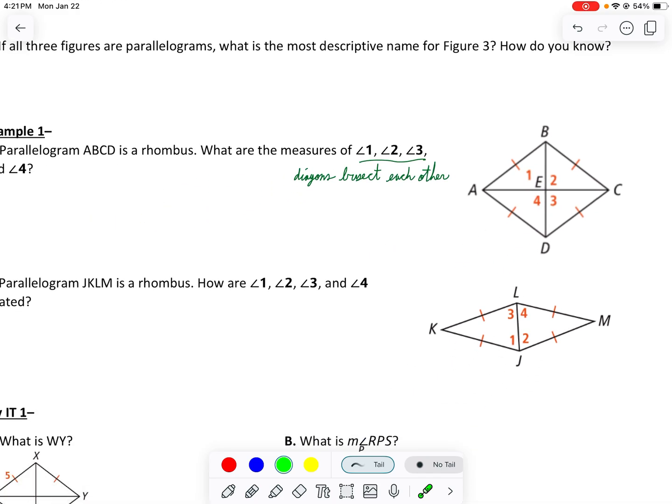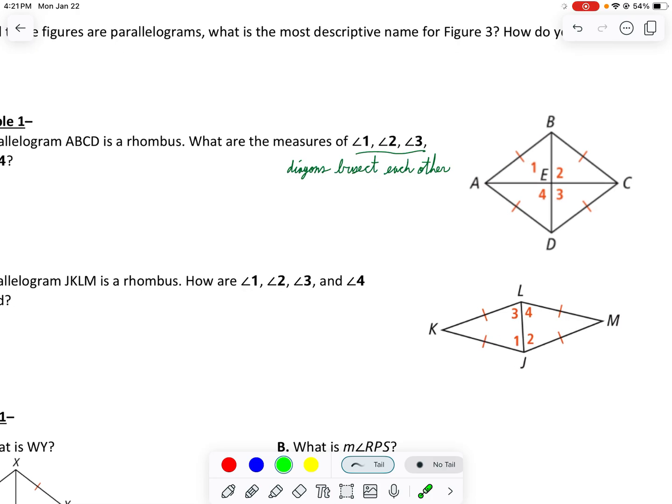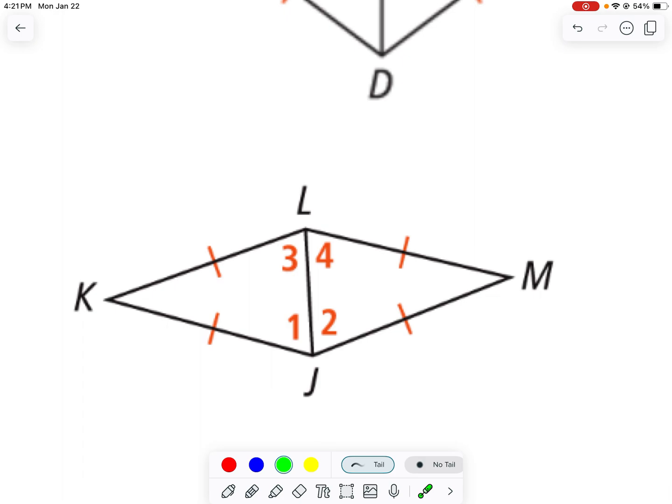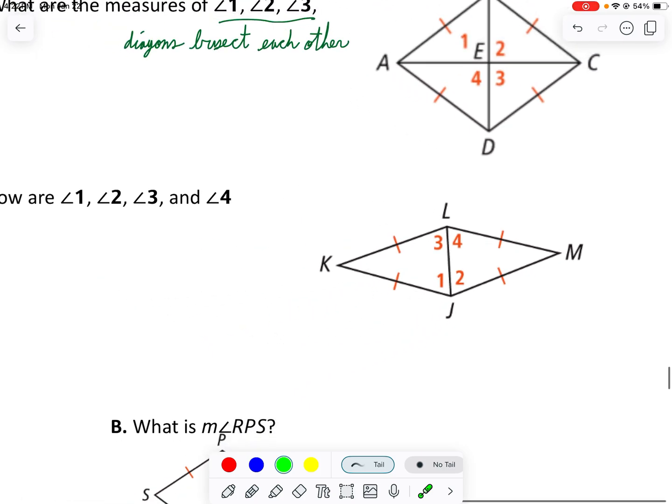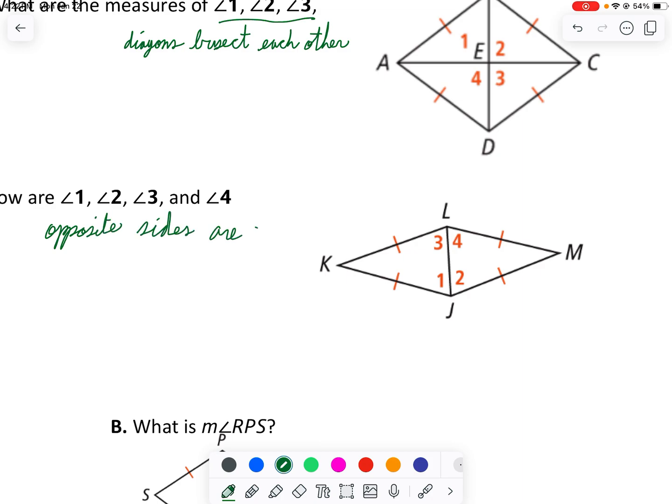Okay, for this next one, the parallelogram is a rhombus. So what does that mean? What extra properties does it have? And again, here we have a rhombus. So we're going to be using a specific property with the rhombus. And that specific property that you're going to look at is, since a rhombus is a parallelogram, what do we know about opposite sides? Opposite sides are parallel.